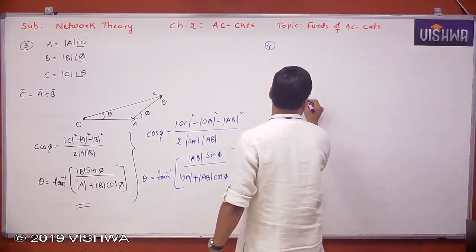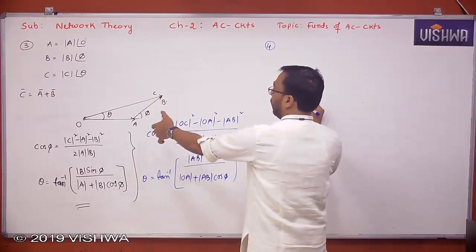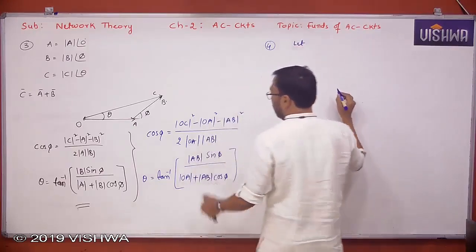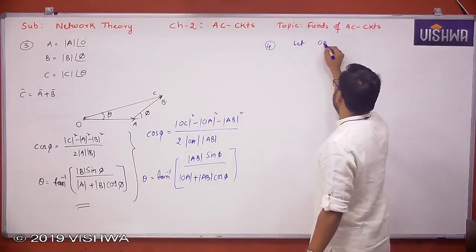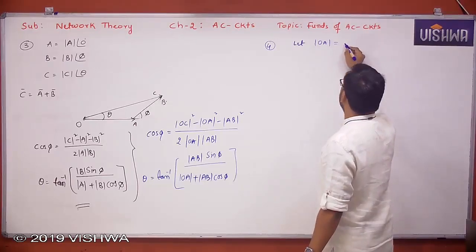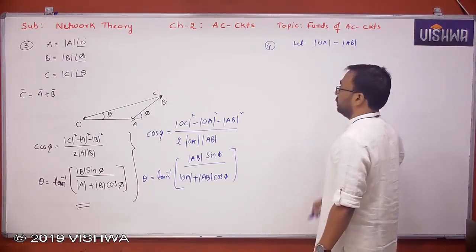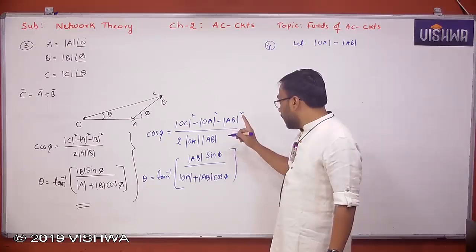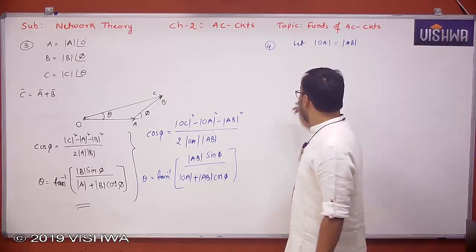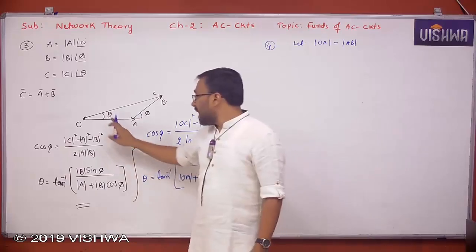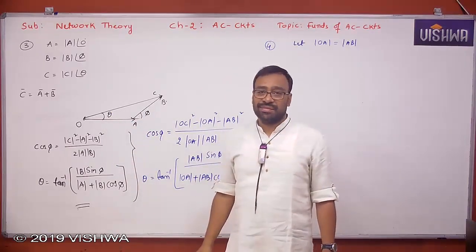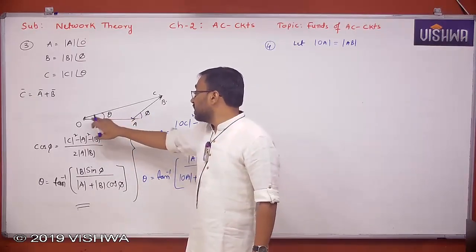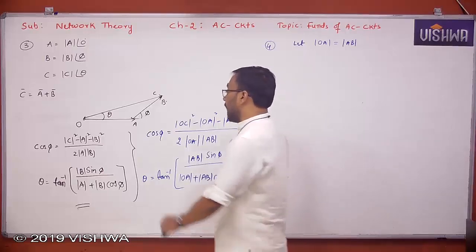Suppose if I draw the phasor diagram like this, the same thing, C is equal to A plus B, OA, AB, OC. Look at this. Let magnitude of OA is equal to magnitude of AB. Understand all of you, okay? If magnitude of OA is equal to magnitude of AB, what could be the angle theta and phi relationship? You understand? Okay. The theta and phi relationship will become theta is equal to phi by 2. That means it is exactly bisecting the angle. The angle difference between A and B.